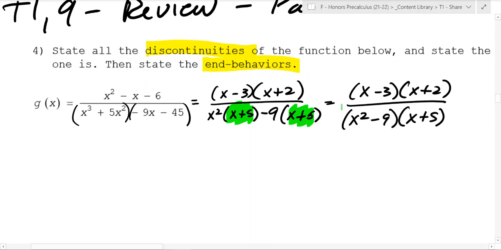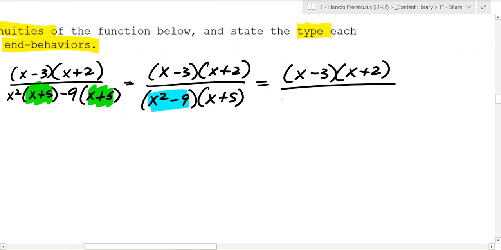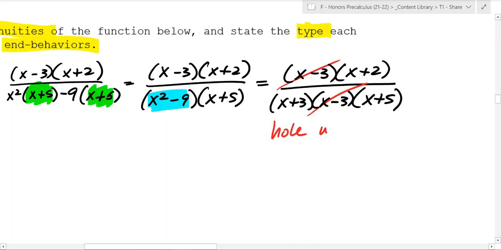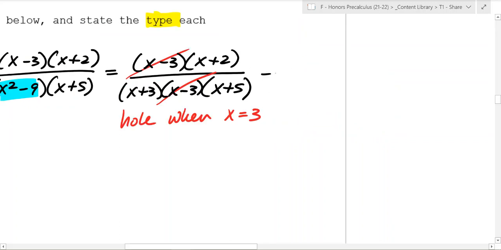And now you'll notice that this new section here is a difference of squares, so it is factorable. Keep going. Really important. So you end up with x minus 3, same numerator, over the difference of squares, x plus 3, x minus 3, x plus 5. Now, we can cancel the x minus 3, so that tells us there's a hole when x makes this 0, so that would be a hole when x is equal to 3. So the fully simplified version of this is x plus 2 over x plus 3, x plus 5.